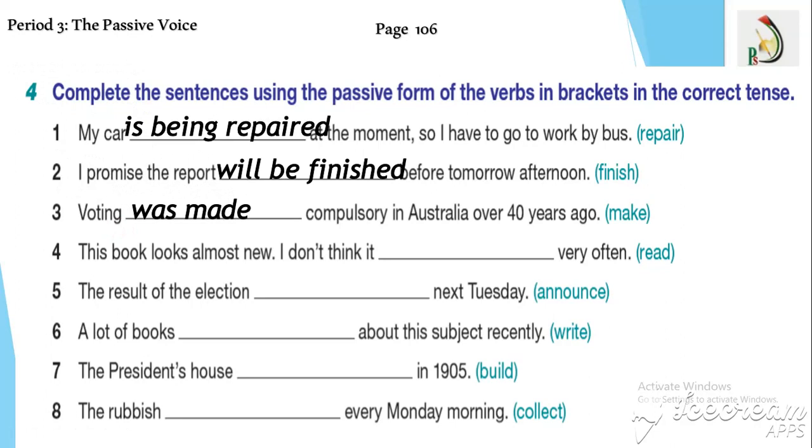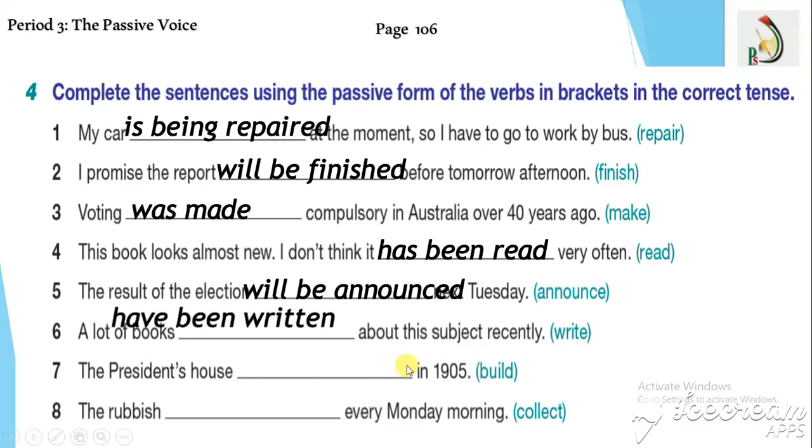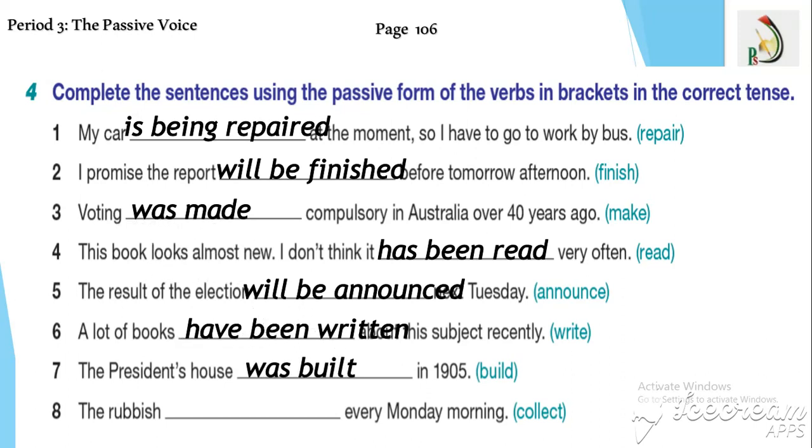This book looks almost new. I don't think it has been read very often. The result of the election will be announced next Tuesday. A lot of books have been written about the subject recently. The President's House was built in 1905. The rubbish is collected every Monday morning.